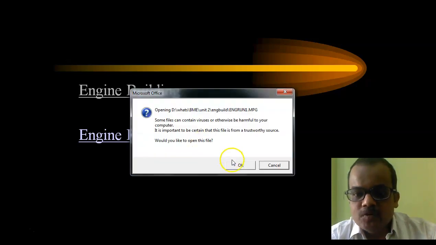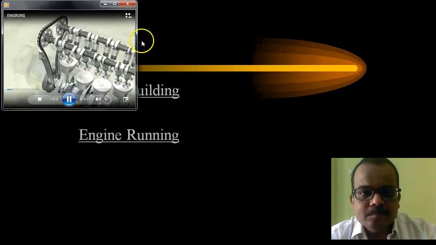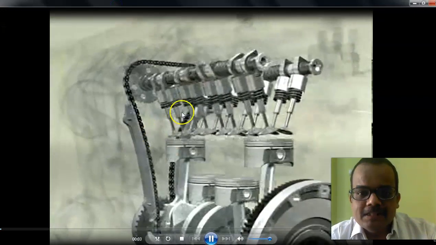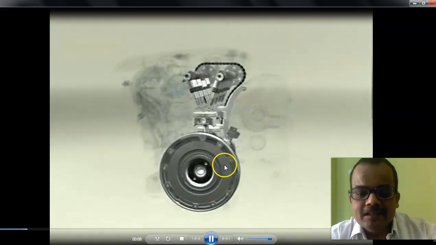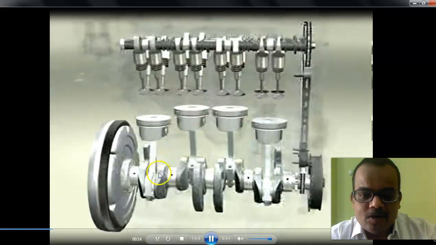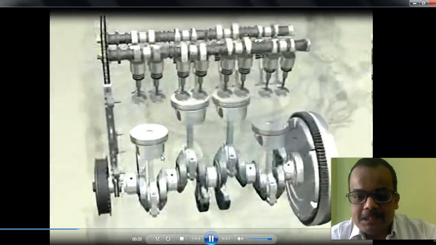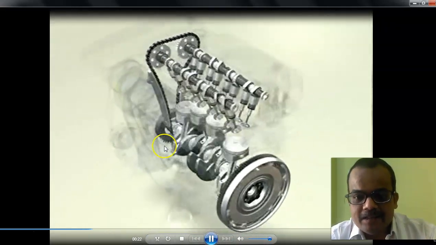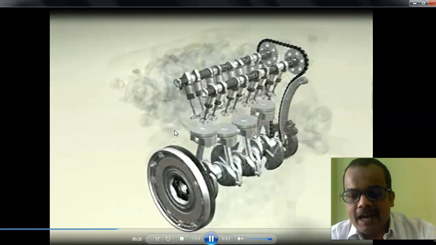Now we will see the actual simulation of the engine running, or how that piston will move inside the cylinder. Here you can see that the camshaft operates the valves, and the crankshaft is connected to the flywheel, and how the connecting rod operates the pistons, and how the reciprocating motion of the piston will be converted into rotary motion of the crank, how the camshaft will get rotated by using a crankshaft.